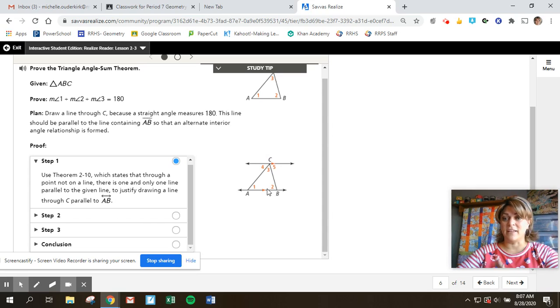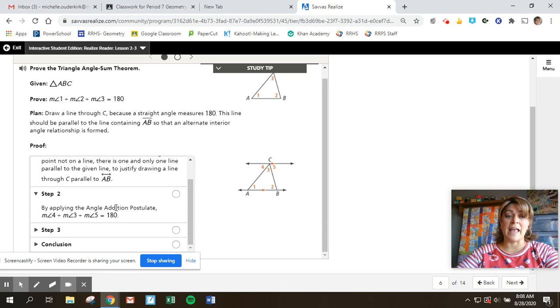Now, if lines are parallel, there are 4 rules you should automatically think of. Because if lines are parallel, then alternate interior angles are congruent. Corresponding angles are congruent. Alternate exterior angles are congruent. And same side interior angles are supplementary. So anytime, every time you are told lines are parallel, you have to think about those 4 rules. Otherwise, there's no point in using parallel lines, because if you're saying they're parallel, definitely at least one of these rules will be used. So step 2, by applying the angle addition postulate.